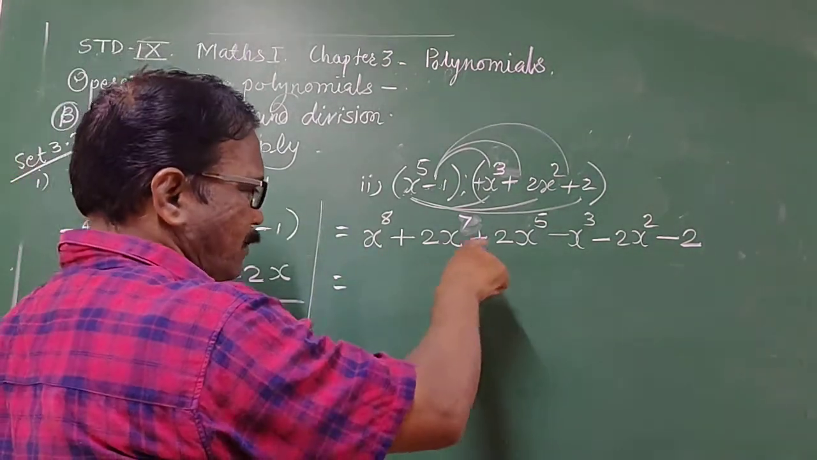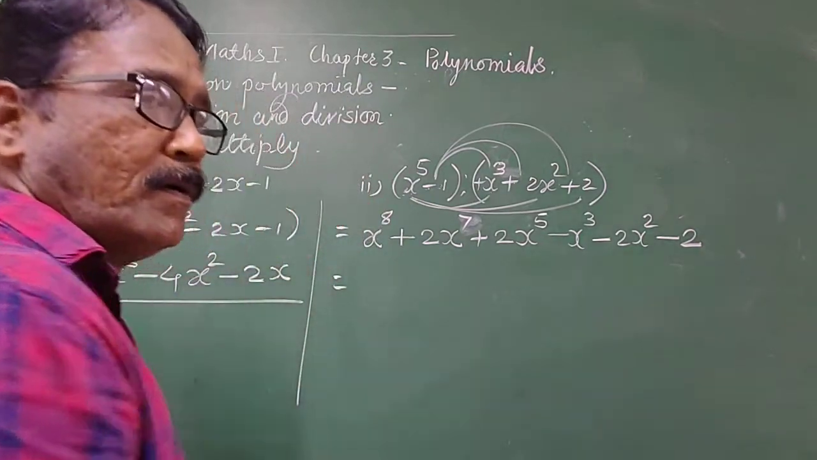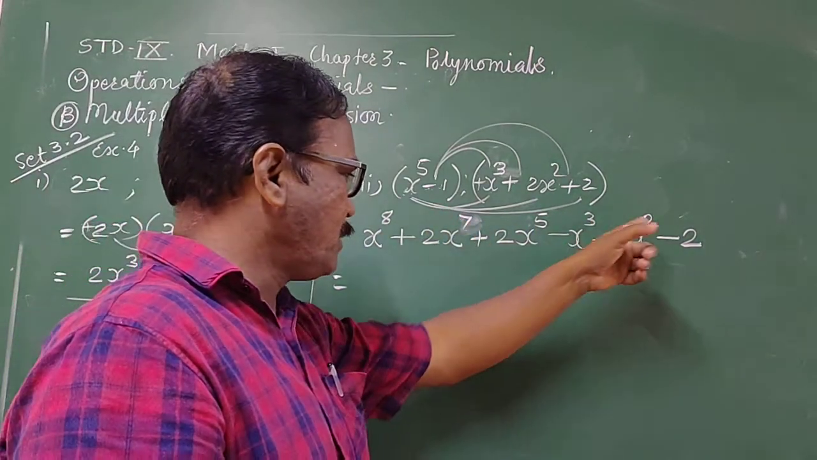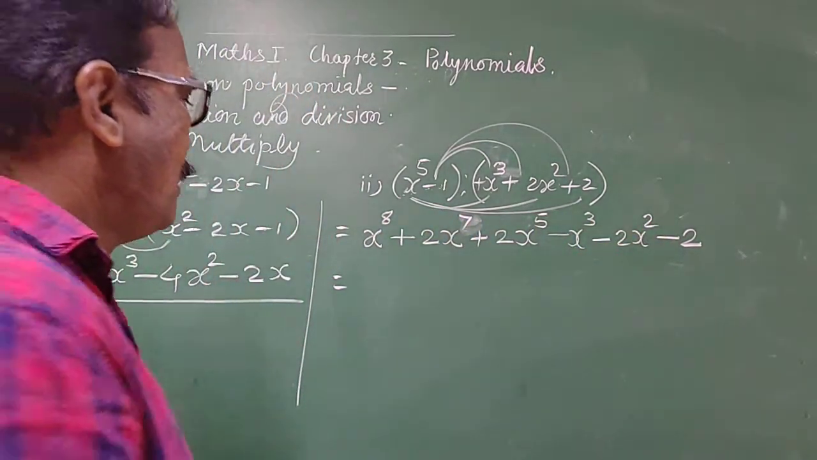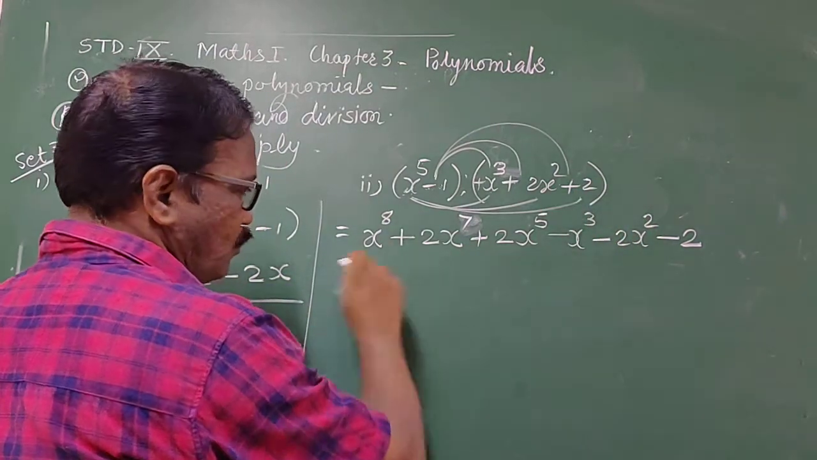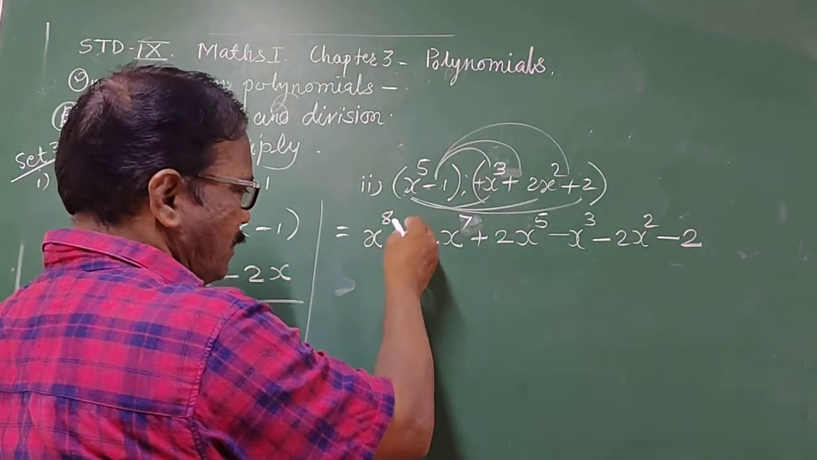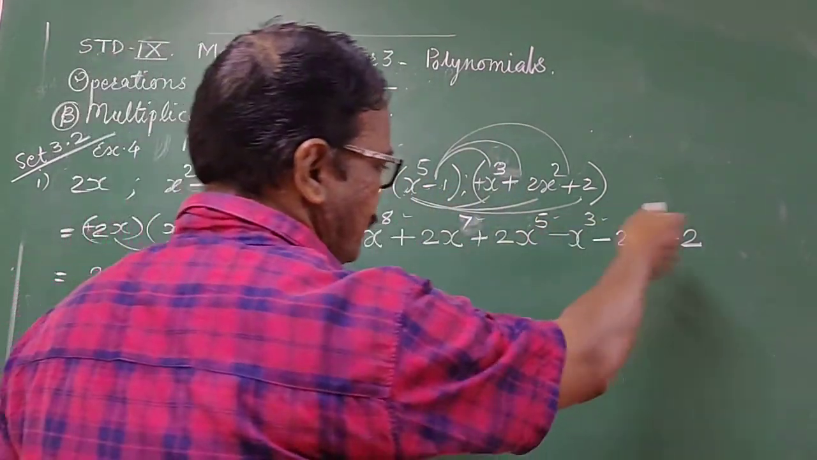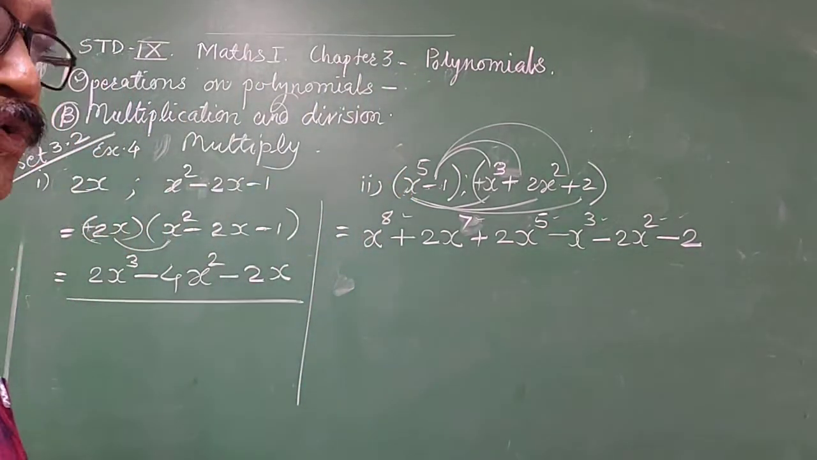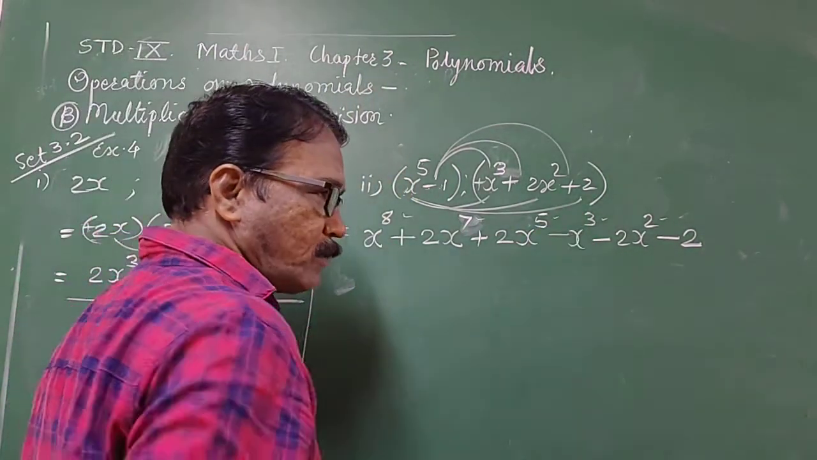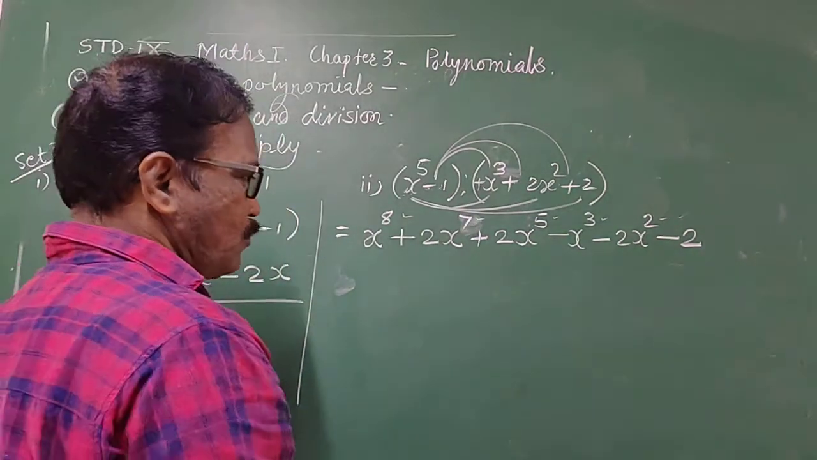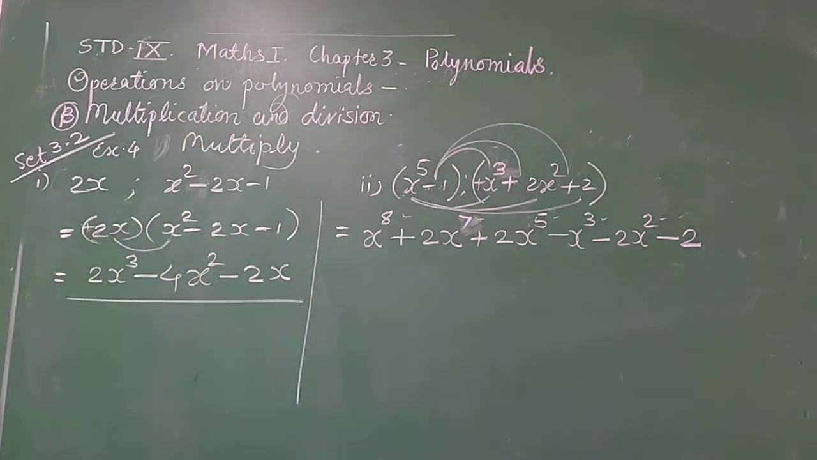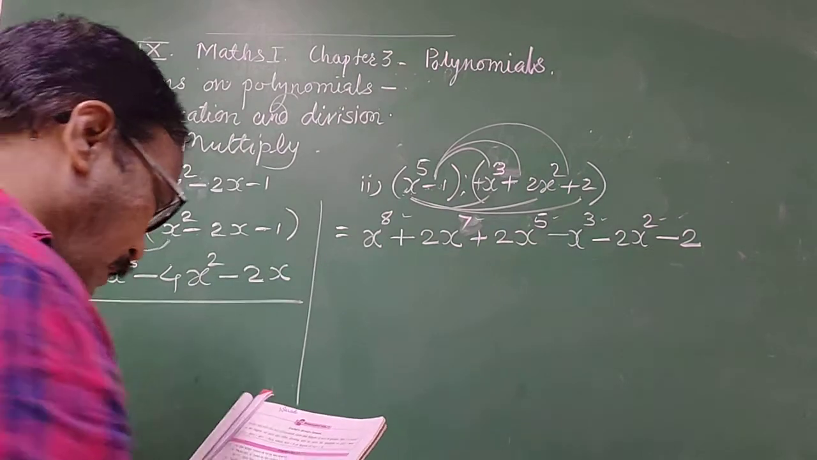In this, each term is separate. There are no like terms, so addition is not done here. So this is the answer, with no change, because the indices are 8, 7, 5, 3, 2. These are different terms, so addition or subtraction cannot be done here. So this is example number 2, and then example number 3.